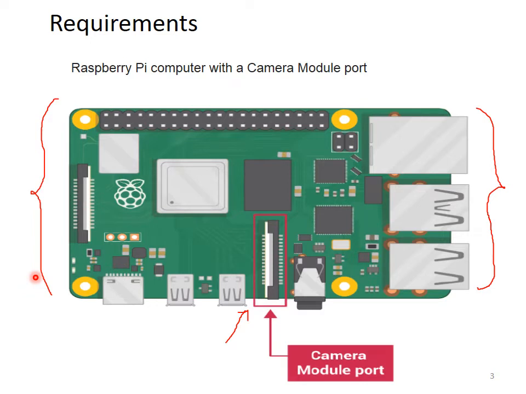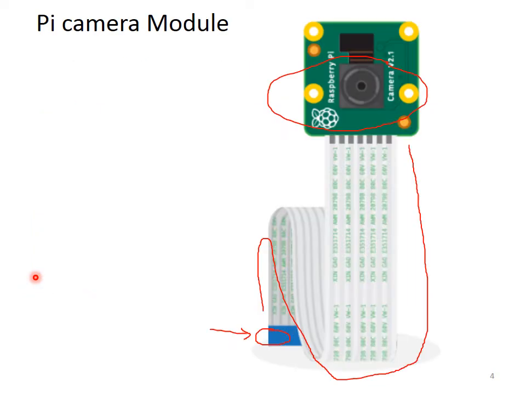Now let's take a look at the Pi camera module. This kind of strip is by default attached to the given camera module. You can see, guys, this is the camera you are seeing here. With this camera module the strip is also connected, and this portion of the strip will be connected in the camera module slot to make the final connection.